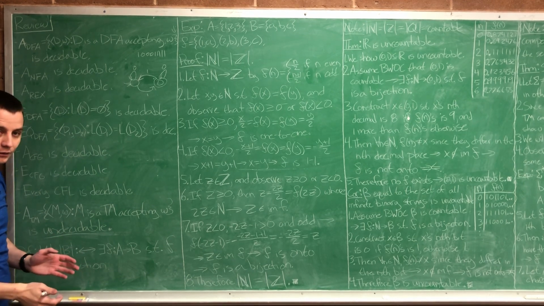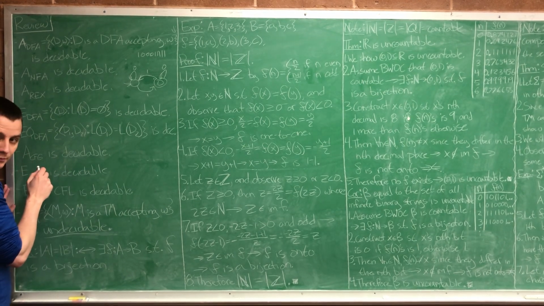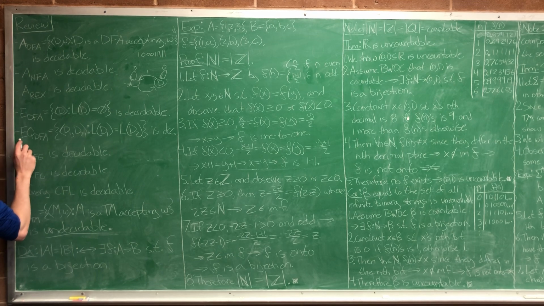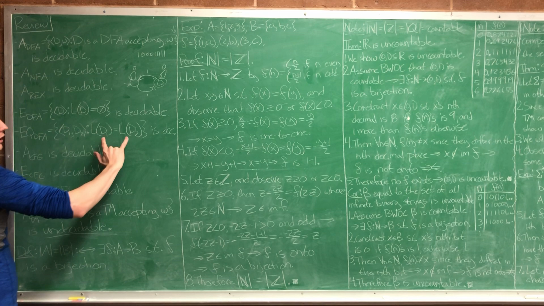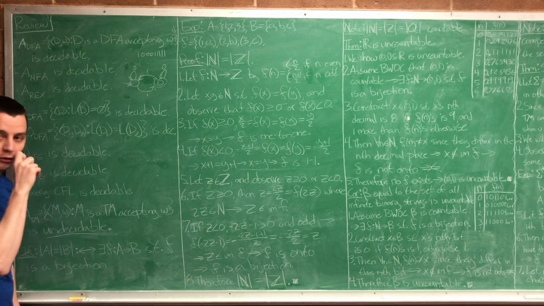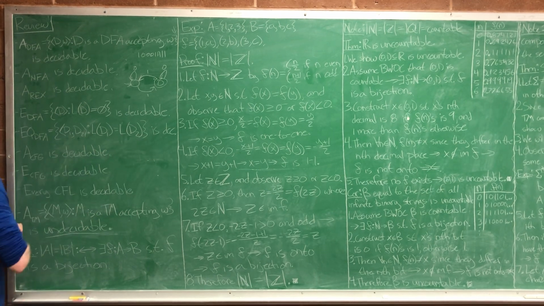And we went over how to do that last time. Is it starting to come back to you? To a degree. We also did the equality problem for DFAs. What was that? If you gave it two DFAs, it could tell you, yes, they have the exact same language, or no, they do not have the exact same language. We also showed that was decidable.